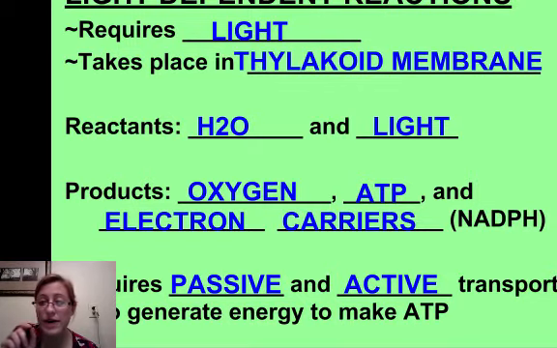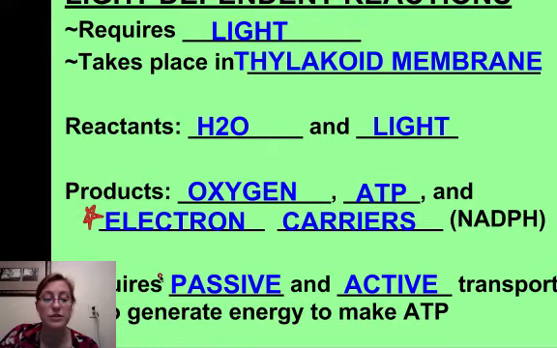We make a little bit of ATP, just enough to power the rest of photosynthesis. And the main thing that we are making here, big star, is the electron carriers. And NADPH is just the name of the electron carrier.